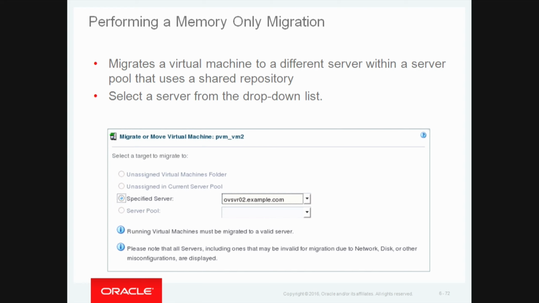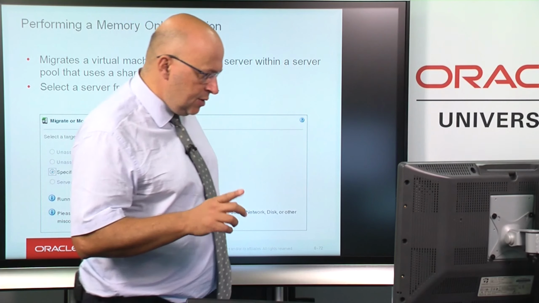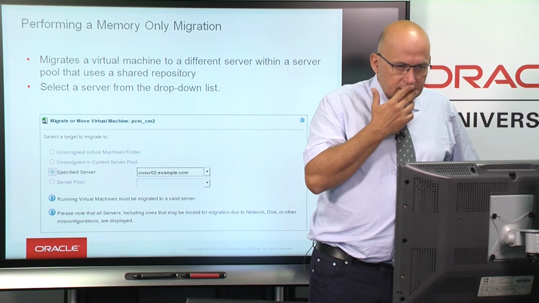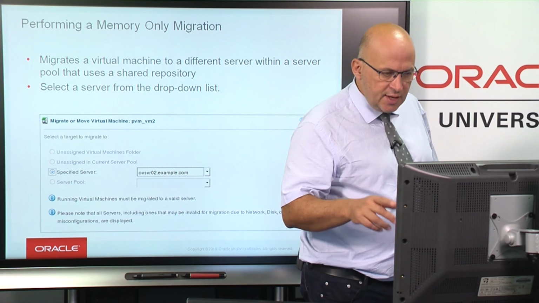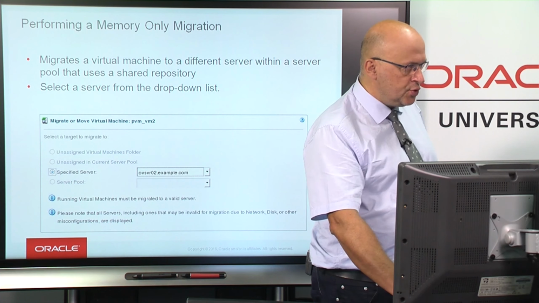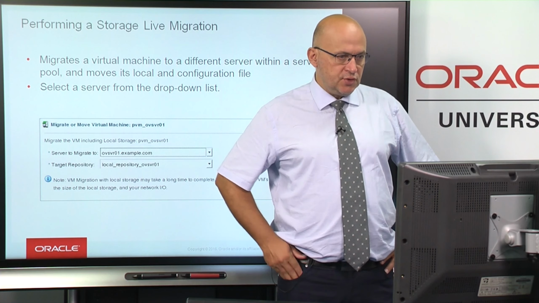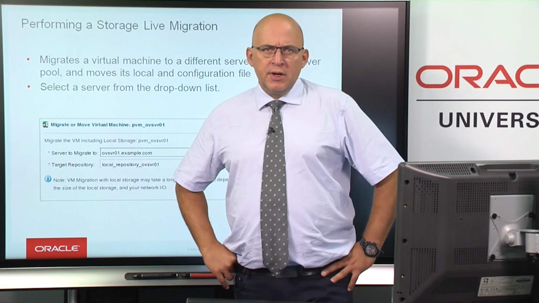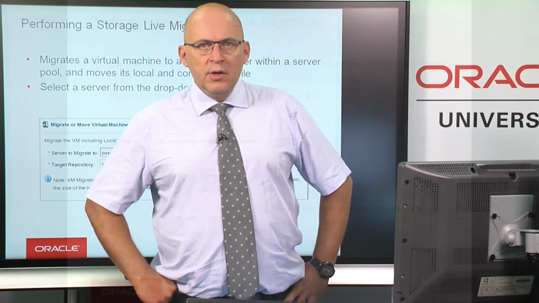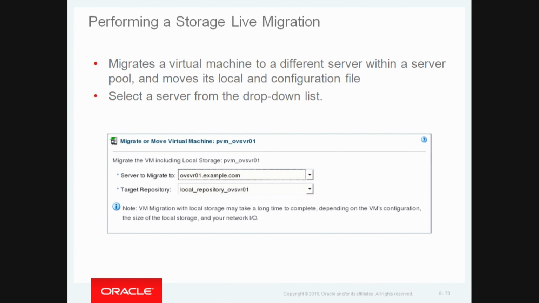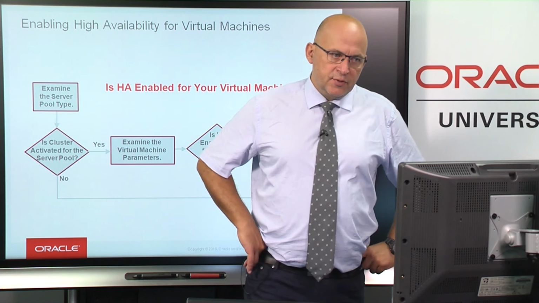So a memory-only migration, okay, is the most traditional migration, where you have a VM which is running on an OVS server, and for any reason you want to push it to another server. So we have to select a server from the list as we are saying here, and in this case you have to be sure that enough memory is present on this server in order to run your VM without any issues. Otherwise, storage live migration migrates a live virtual machine to a different server in the server pool and also moves the local storage and configuration files, okay? So again, you have to be sure, as you can see here, that this server presents the adequate characteristics for this kind of migration.